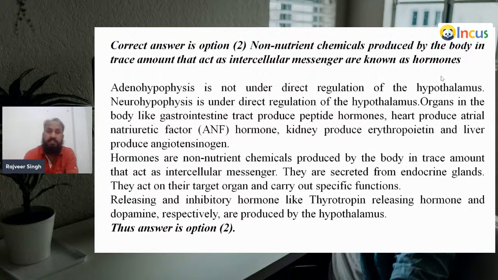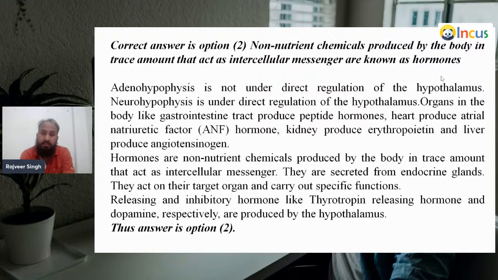Because here adenohypophysis is not under direct regulation of the hypothalamus. If I talk about neurohypophysis, it is under direct regulation of the hypothalamus. Organs in the body like the gastrointestinal tract produce peptide hormones, the heart produces ANF, the kidney produces erythropoietin, and the liver produces angiotensinogen. Hormones are non-nutrient chemicals produced by the body in trace amounts that act as intercellular messengers.